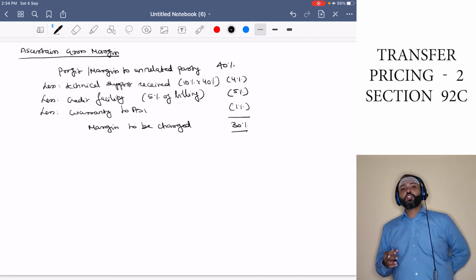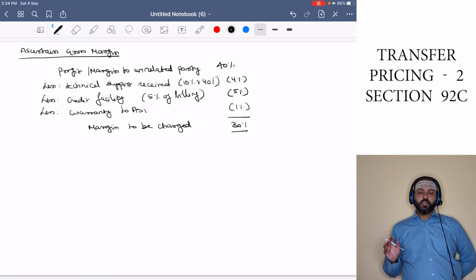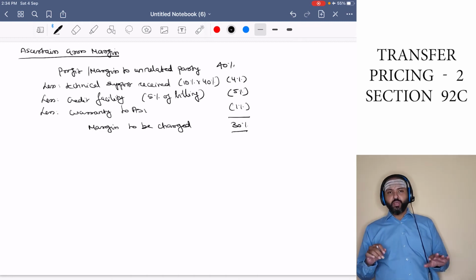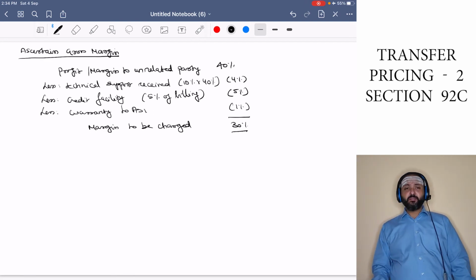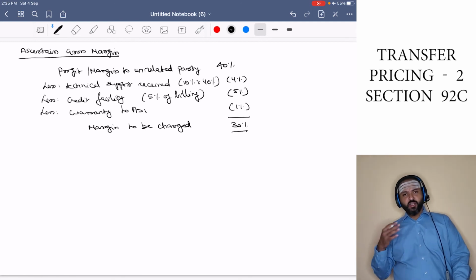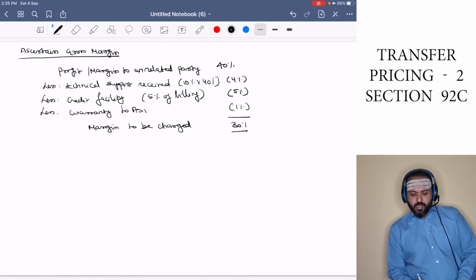The profit margin to an unrelated party is 40%, but to a related party there are certain additional costs that are relevant which will pull down the margin percentage. So we are now applying that and arriving at the margin to be charged, which is 30%. Okay, now that we know the margin, we can go ahead with the ALP determination, arm's length price determination.